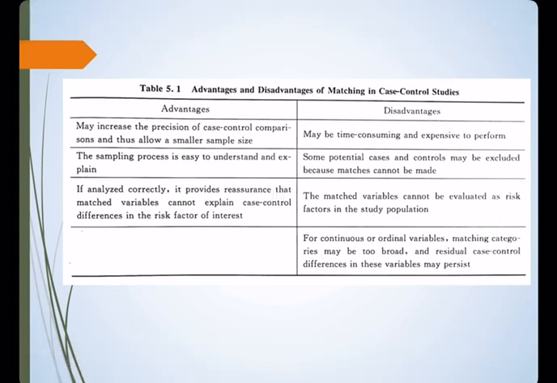Here, we list the advantages and disadvantages of matching when we do a case control study. The advantage of matching is that it may increase the precision of case control comparison and thus allow a smaller sample size. And the sampling process is easy to understand and explain. And if analyzed correctly, it provides reassurance that the matched variable cannot explain the case control differences in the risk factors of interest. However, there are several disadvantages of matching in the case control study.